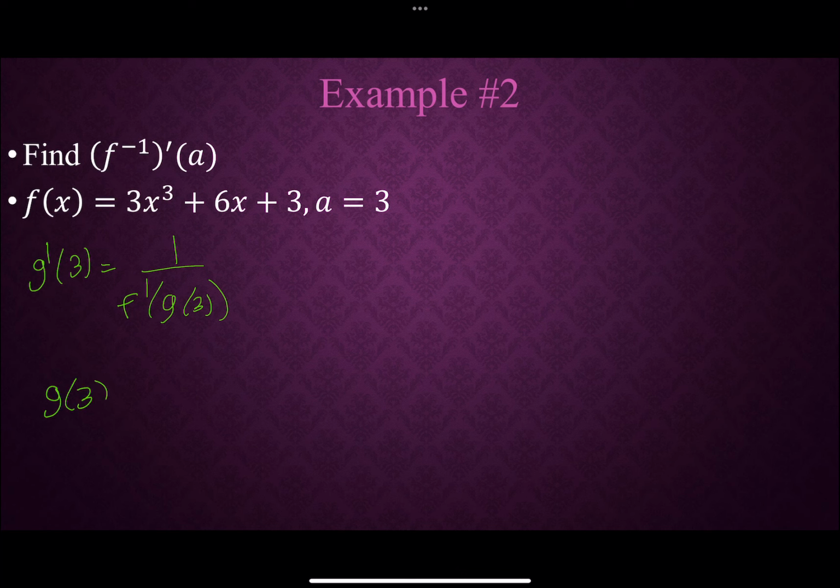So g of 3, we don't know what that's equal to, but we know f of something has to equal 3. And if we look at our values of x here, x equals 0. Perfect answer. If x is 0, 3 times 0 cubed plus 6 times 0 plus 3, that's simply 3. Which means g of 3 is equal to 0 because they switch. So it's 1 over f prime at 0.